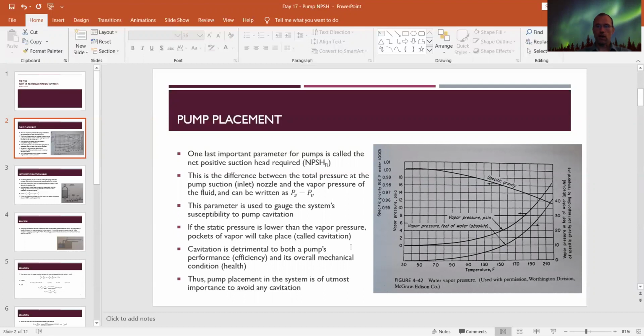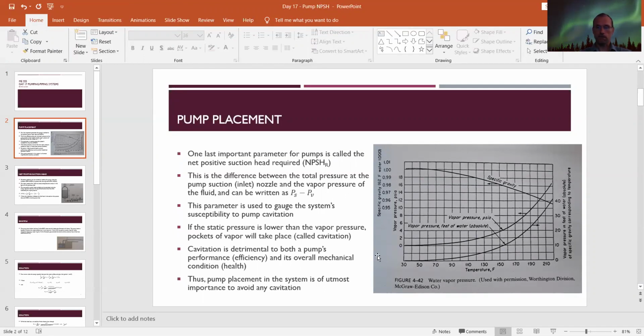Cavitation, when it comes to pumps, is bad, not only for the efficiency, but it can actually cause damage to the pump itself. Therefore, where we place the pump in a system is very important. Do I place it before this component or after this component can make a big difference in terms of that net positive suction head, and therefore could have some issues regarding cavitation.